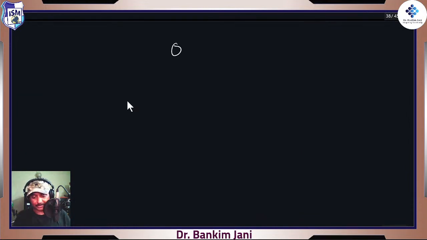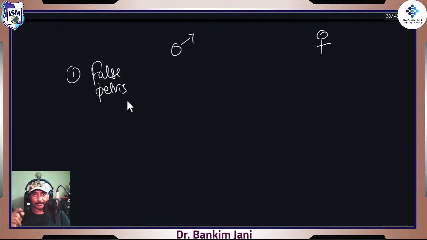A few quick differences between the male and female pelvis. Regarding the false pelvis, that is the pelvic portion above the pelvic brim. The pelvic brim runs from the sacral promontory to the upper surface of the pubic symphysis. In the female, it is shallow, while in the male it is quite deep, because of the way the structure is formed.